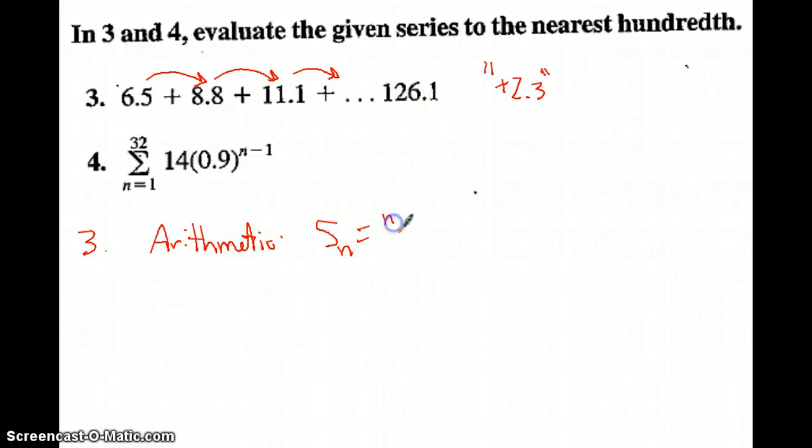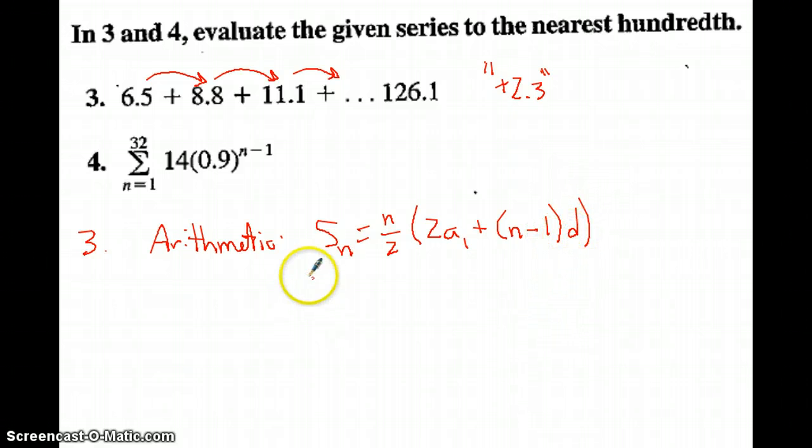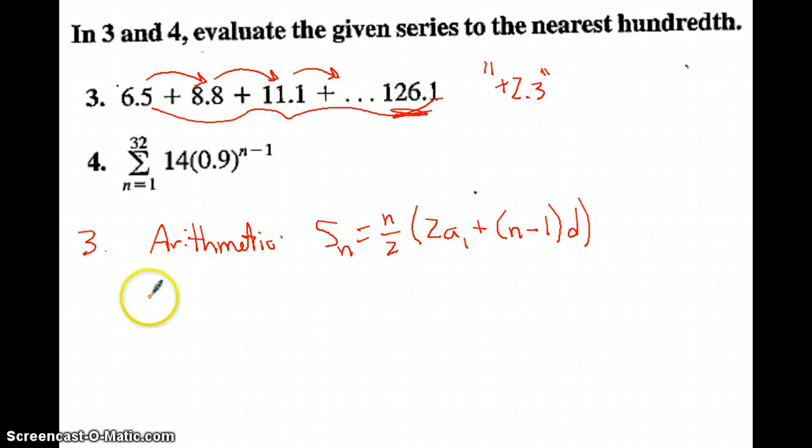n over 2 times 2a sub 1 plus n minus 1 times the common difference. Well, I found the common difference right away. That was the 2.3. A sub 1 isn't tough. It's right there. What's tricky here is what is n? n is, how many terms are there here, and I don't know what this is. I think I'm going to go for the explicit formula to try to figure that out.